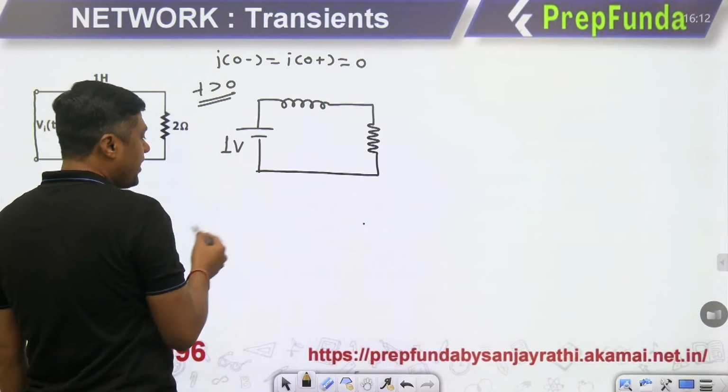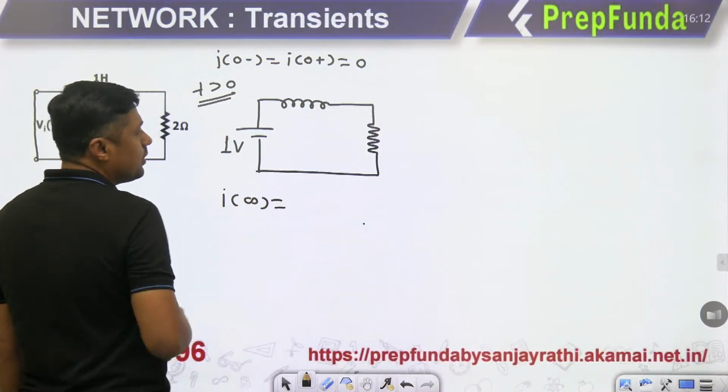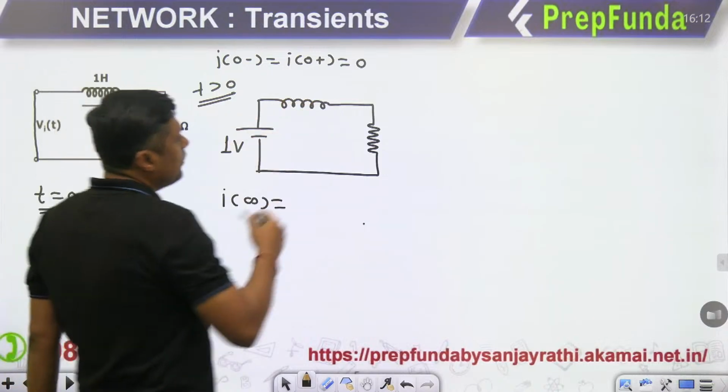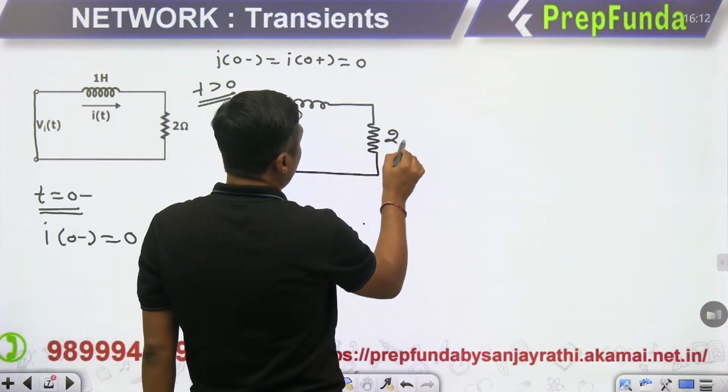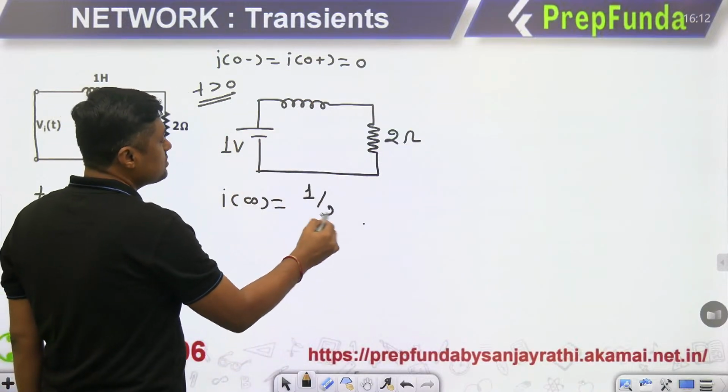Now, what is the final current? Final current means exactly at infinity. Under steady state, the inductor acts as a short circuit. So when the inductor acts as a short circuit, what is the current here? 1 divided by 2, that is 0.5.